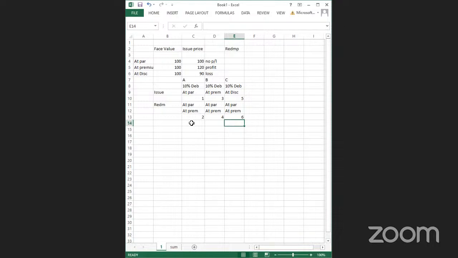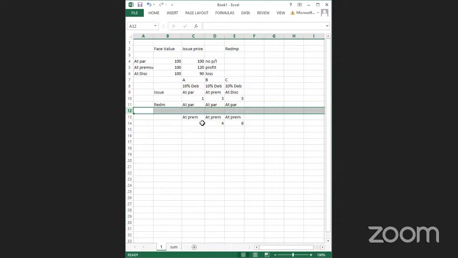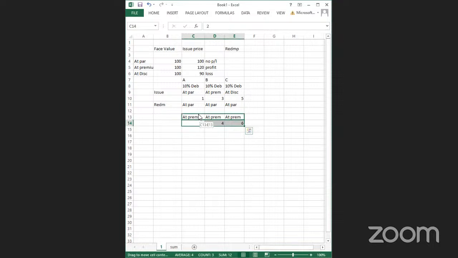Are you getting this? Okay. What 6 combinations? Issue can be of 3 different types, say for example, A, B, and C. Clear? But redemption can be of 2 types. Which are those 2? At par or at premium, right? I hope this is clear.